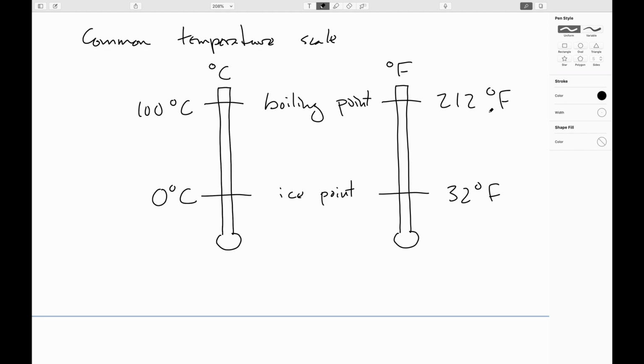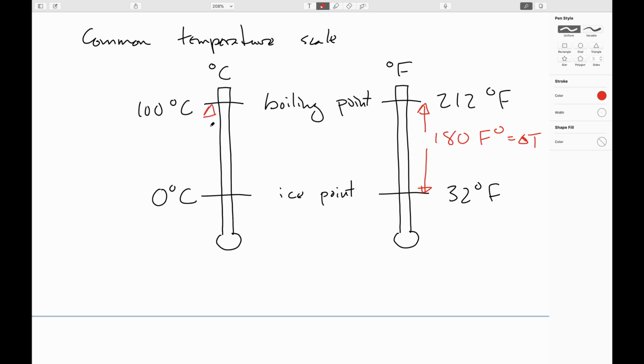Now, if you take a difference of two temperatures, like let's say you want to know the difference between the boiling and the ice point in the Fahrenheit scale, you would say, okay, that's 212 minus 32 is equal to 180 Fahrenheit degrees. So if the degree sign comes after the letter F, that would be a temperature difference. If it comes before the letter F, that's a reading. After the letter F, that's a difference.